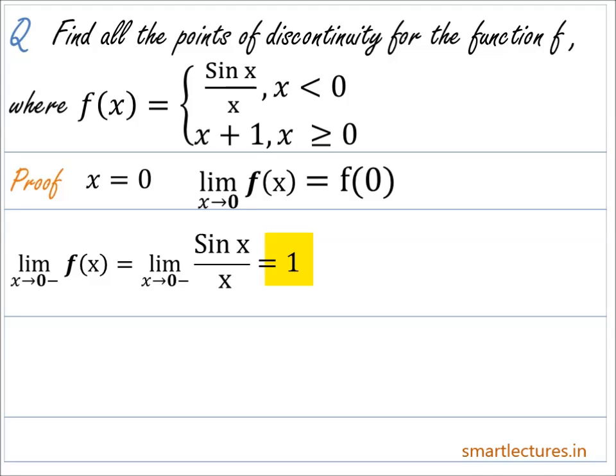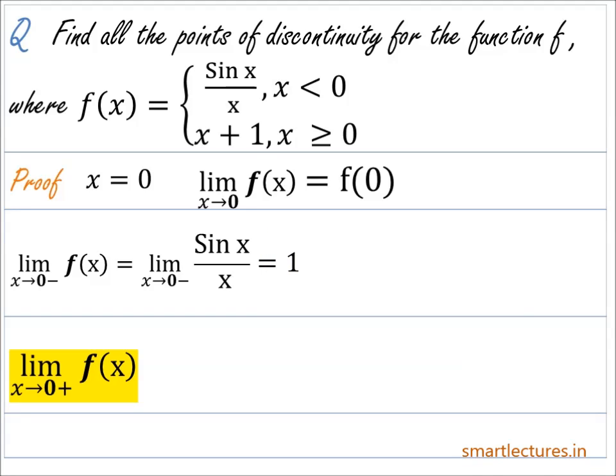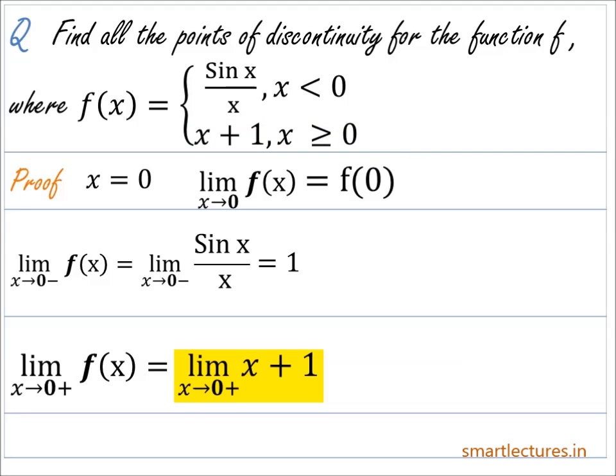And now let's find out its right hand limit. Now limit x approaches 0 from the right hand side, f of x is equal to, when x is greater than 0, then in that case f of x is equal to x plus 1. So the right hand limit can be also written as limit x approaches 0 from the right hand side x plus 1, and which is equal to 0 plus 1 or 1. So that means its left hand limit as well as right hand limit are both equal to 1.